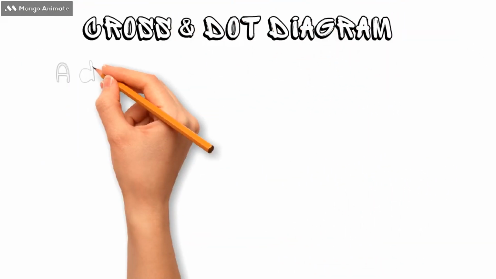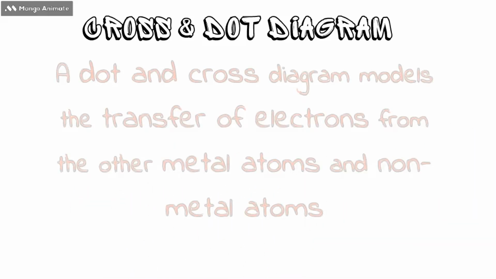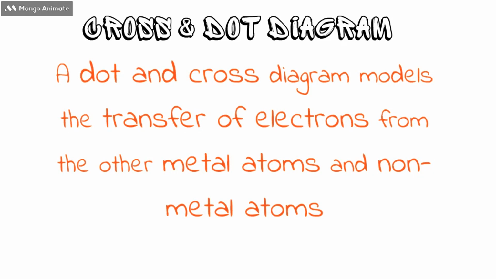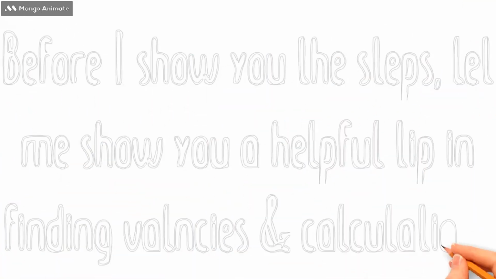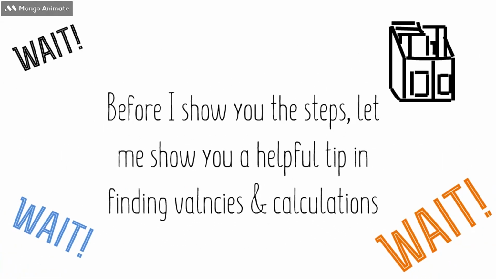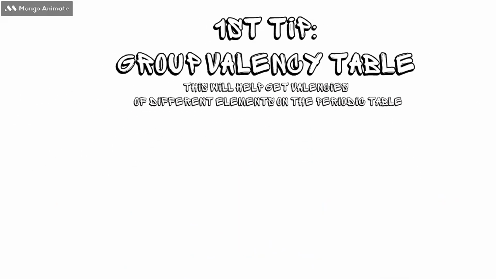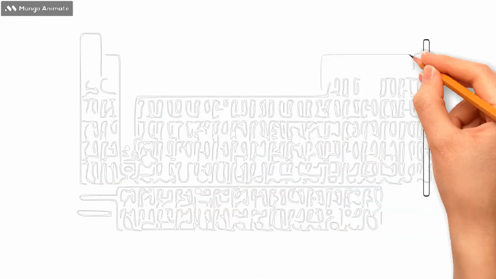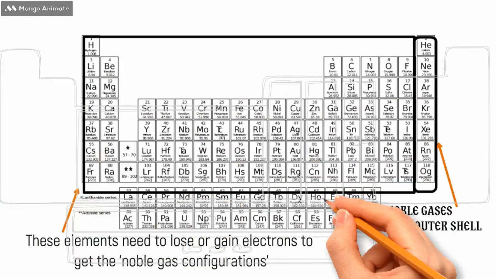Let's have a look at the dot and cross diagram. A dot and cross diagram models the transfer of electrons from the metal atoms to the non-metal atoms. Wait, before I show you how to draw the dot and cross diagram, let me share a tip with you. The tip is the group valency table. It is very helpful for people who are having difficulty in finding the valencies of those atoms. Atoms which are not in the noble gas configuration lose or gain electrons to become stable.